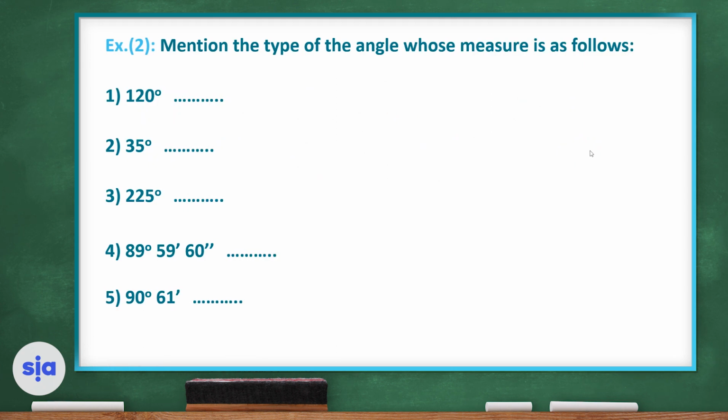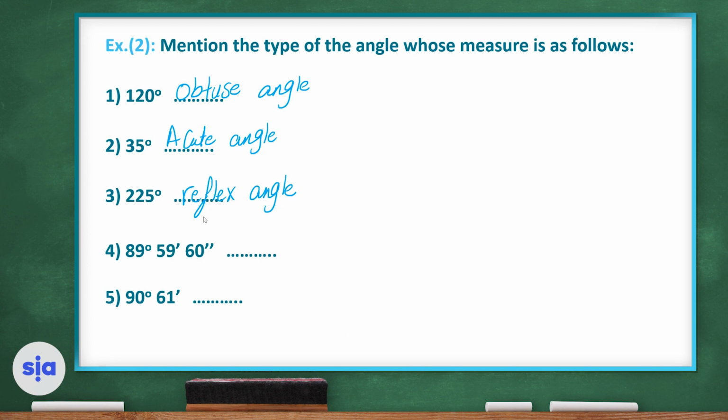Exercise number 2. Mention the type of the angle whose measure is as follows. Question 1. It's 120 degrees. Yes, excellent. It's an obtuse angle. Question 2. 35 degrees. It's less than 90, so it is an acute angle. Question 3. 225. It's more than 180 and less than 360. It's called a reflex angle.